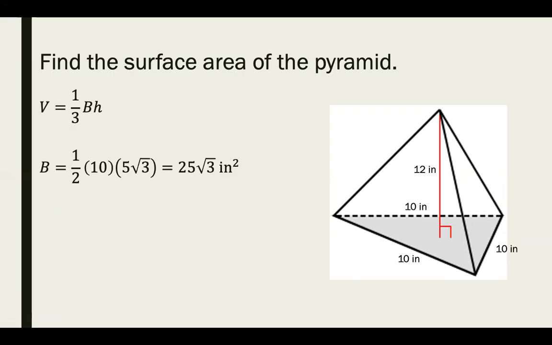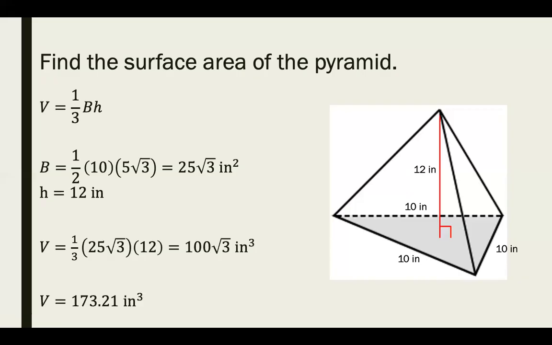And so here we would end up with 5√3 as the height of our triangle. Our base is 10, and so if we multiply this stuff together, we end up with 25 times the square root of 3 inches squared. That is our area of the base. We know our height is 12, so then we do 1/3 our base times our height, and we end up getting 100 times radical 3 inches cubed, which is approximately 173.21 inches cubed.